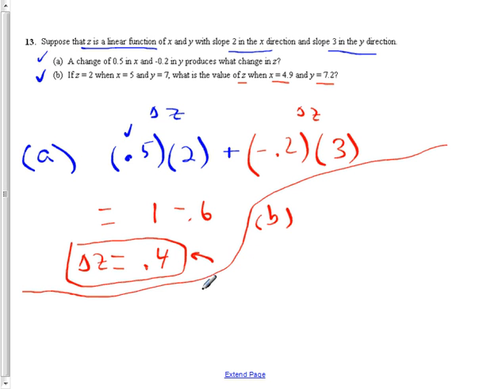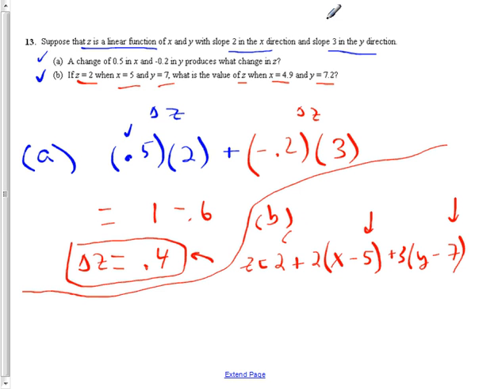So we get our equation z equals 2 plus 2 times x minus 5 plus 3 times y minus 7. So these are the points that we're given, 7, 5, and 2. And those are the points that we got here. And then the other values, these were the slopes that were given originally.